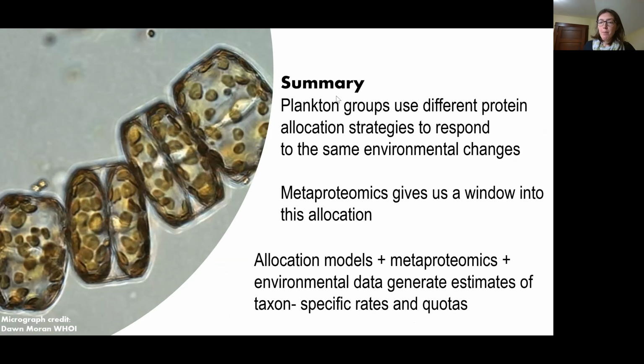I think I've shown you that plankton groups use different protein allocation strategies to respond to the same environmental conditions, and that these allocation strategies are broadly consistent with what we know about different ecological strategies that these plankton use. We've shown that we can use metaproteomics to give us a great window into these different allocation strategies. And now we're starting to use allocation models with this metaproteomic data to help us understand growth rates and elemental quotas of plankton in the ocean.